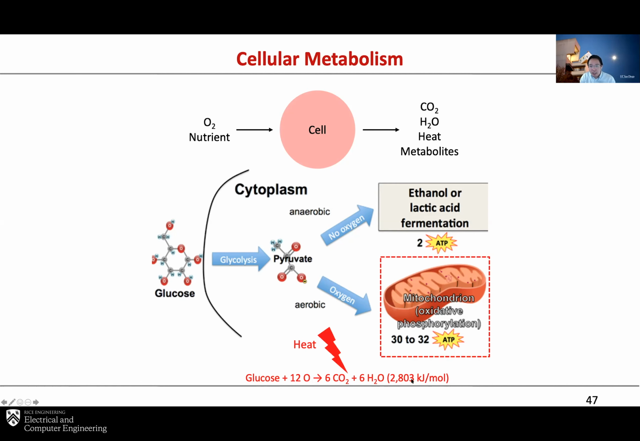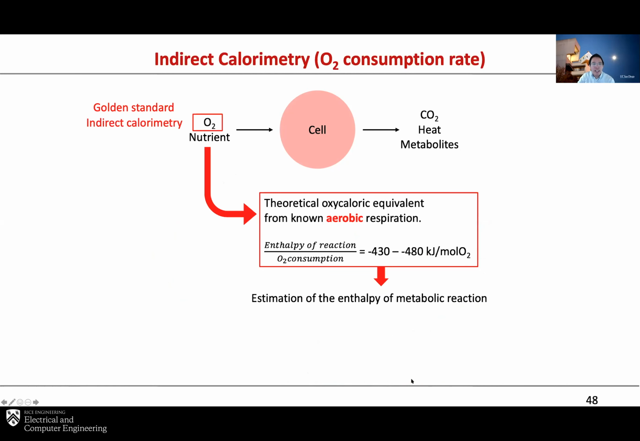Now, how do you quantify or measure this process? Normally, the gold standard in biology is you don't directly measure heat because it's very challenging. You measure the oxygen consumption. Sometimes you measure CO2 production, but oxygen is easier to measure. And you can convert the amount of oxygen that you measure to the heat. This is called the oxycaloric equivalent. For example, if you have an aerobic reaction where oxygen is involved, then the enthalpy of reaction, the heat generation, divided by the oxygen consumption is about 430 to 480 kilojoules per mole of oxygen. So by measuring oxygen consumption, you can back out and calculate the heat production and understand reactions.